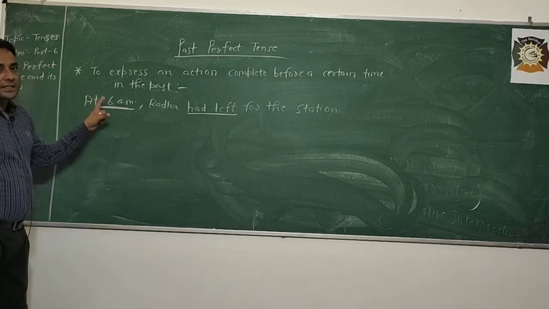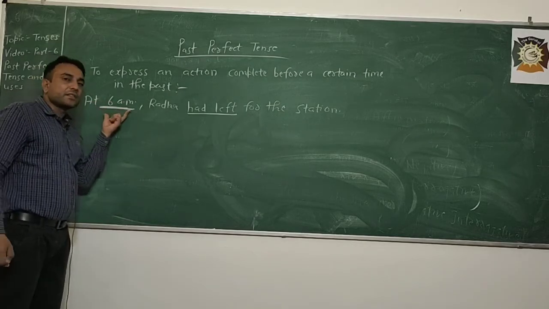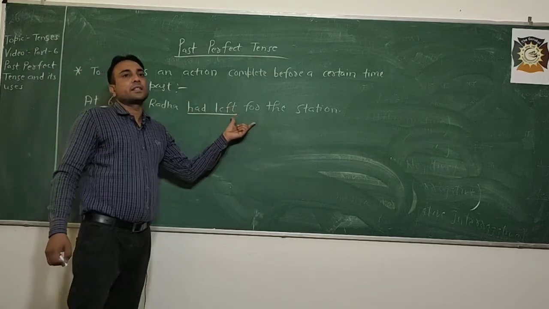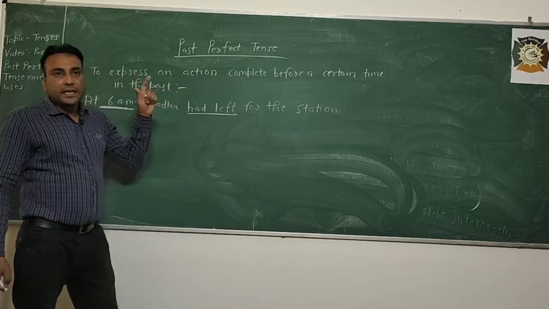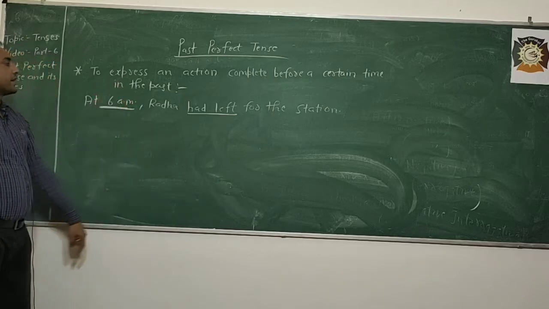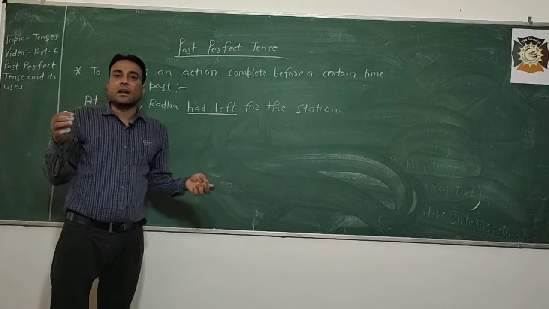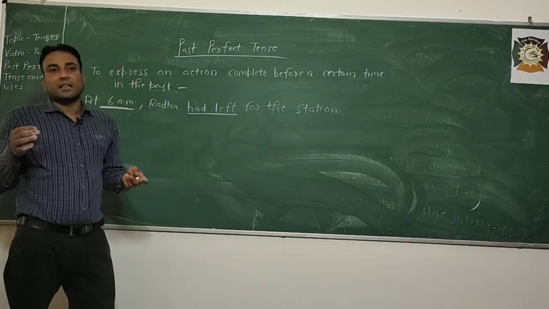Certain time 6 a.m. is a certain exact time दिया है. Exact time is given, 6 a.m., and at that time Radha had left for the station. So to express an action completed before a certain time, this is the certain time. And if I say, Martina had played her first international match at the age of 14.